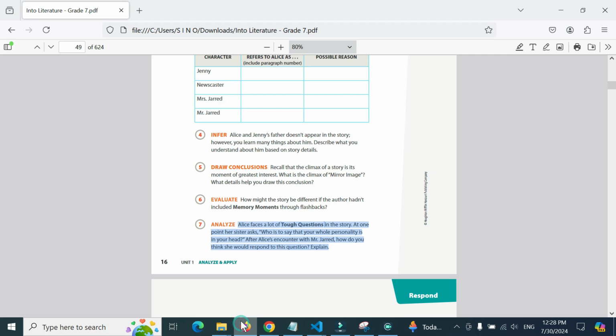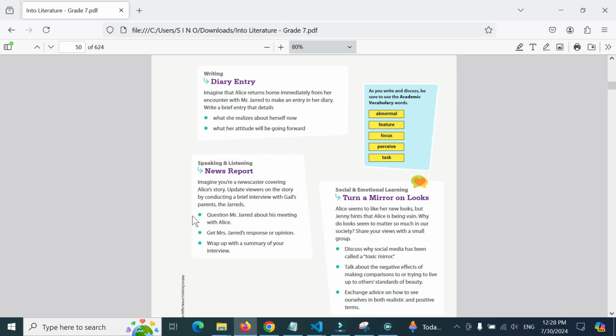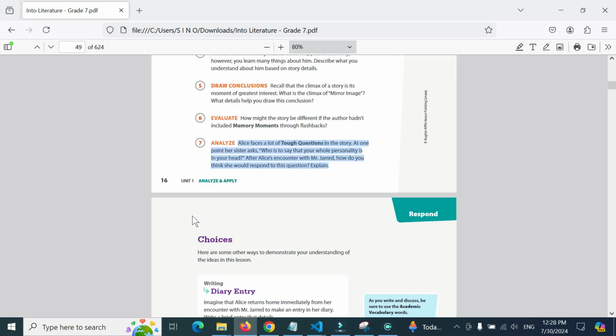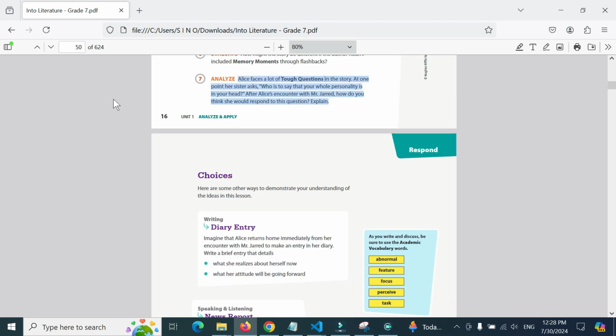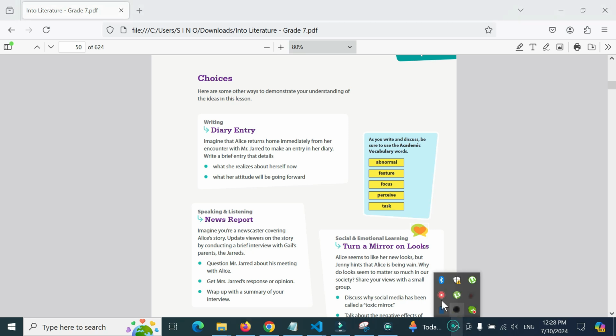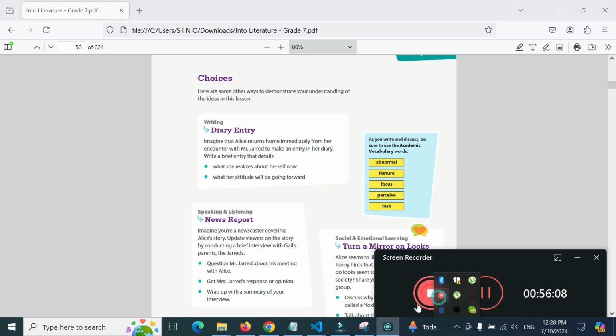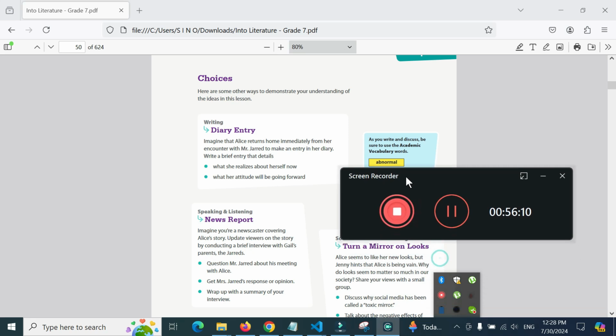Okay. So now we reach page 50. I'm going to stop here. Like we said here, it's less than an hour. We finished 16 pages in less than an hour.